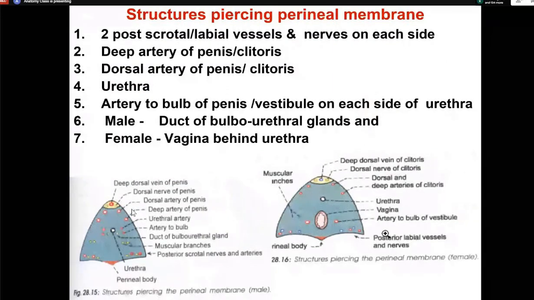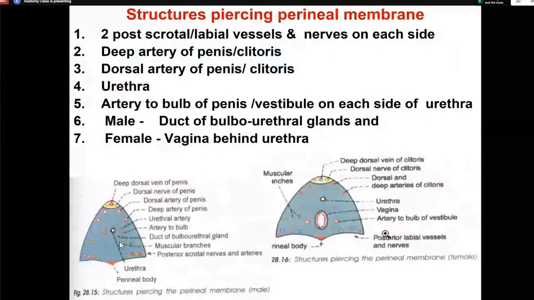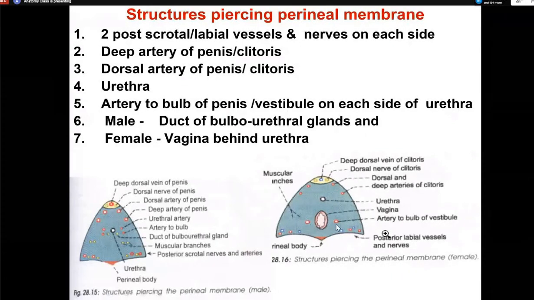Now another one which is separate in the case of male and female. That one is the duct of the bulbourethral gland. Next one is the vagina, then artery to the bulb of the vestibule, then artery to the bulb of the penis. So those are the structures piercing the perineal membrane.